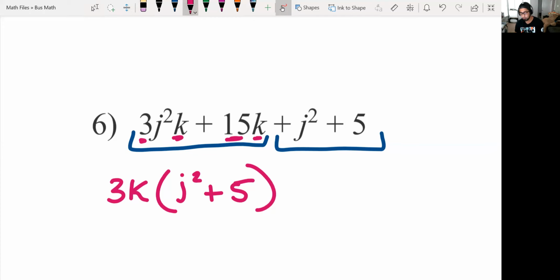Okay. Then we look at the next terms. You have a j squared and a 5. And this is just like the one above. We can't factor anything out of this. So we bring it down. And there's a plus in front, right? That's the connector. And when we bring it down, always write it in parentheses.